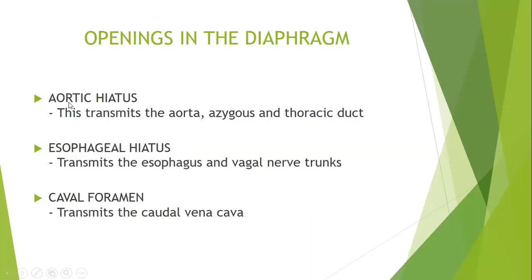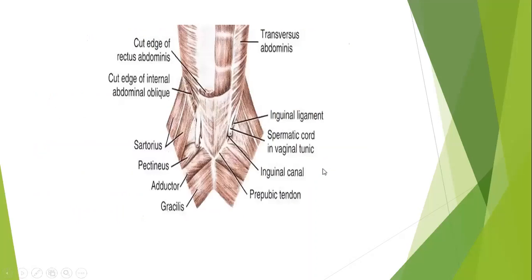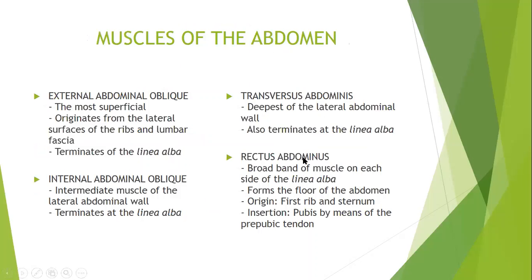So a lot of very important tubular organs are transmitted via the diaphragm through these three openings. Then we go to the muscles of the abdomen.